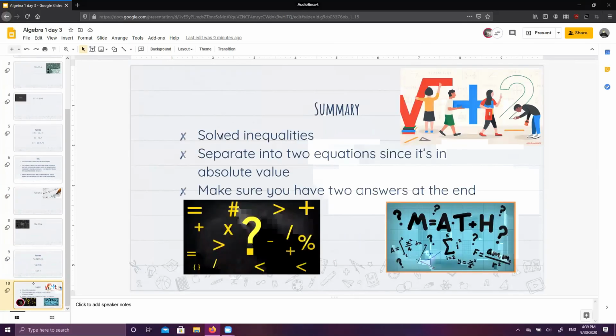So for what we did today, we solved the inequalities. We were able to separate it into 2 equations. Since it's an absolute value, you want to make sure you have one for the negative value and the positive value. So make sure you have 2 answers at the end.